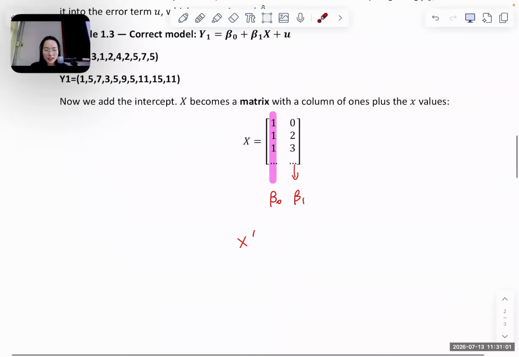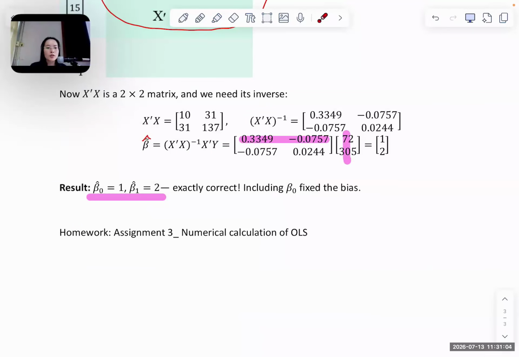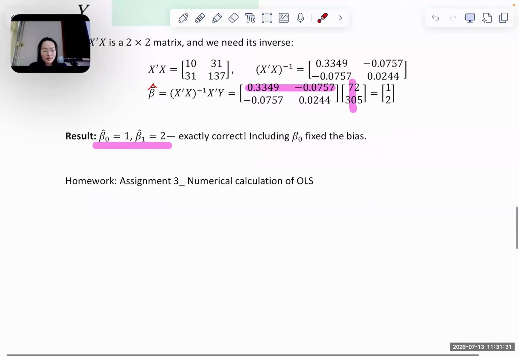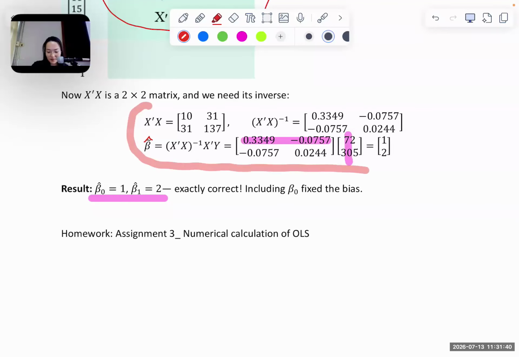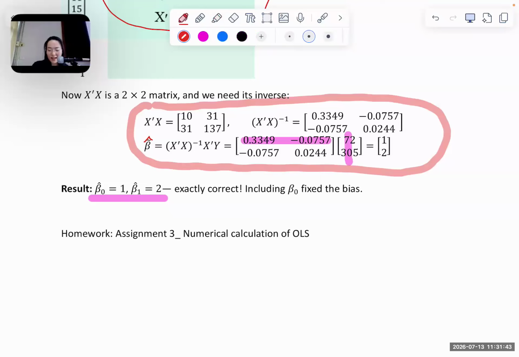For homework, assignment 3 asks you to redo this kind of calculation with a new data set. I want you to practice building x transpose x first and x transpose y by hand at least once. Even though when we do the programming, R will do it for you afterward, understanding this by hand is what makes the R output make sense later. I'm done for my part. I think you may have question about here. Do you have any question about here?